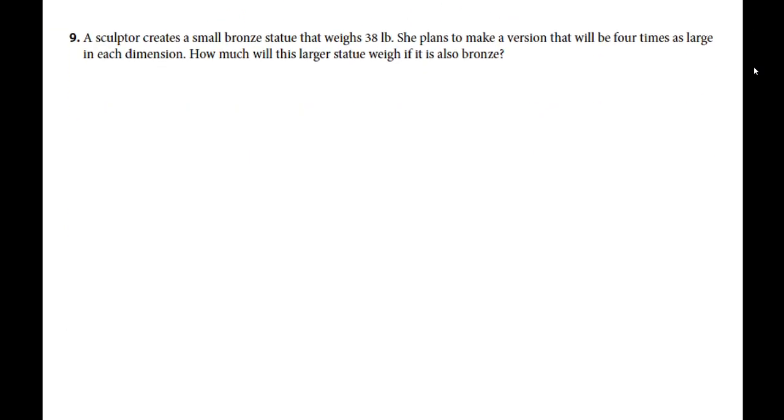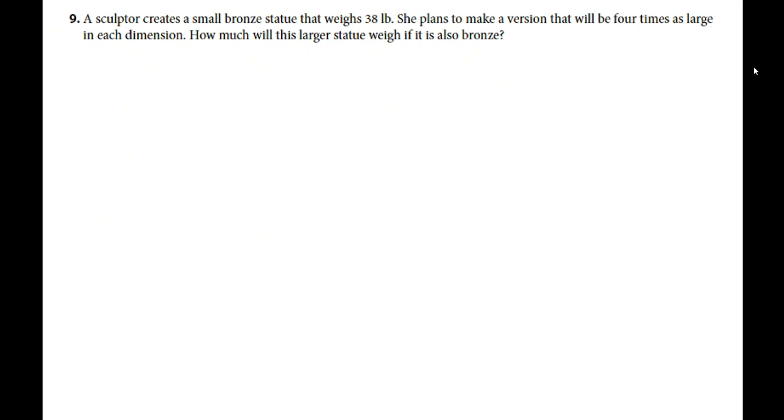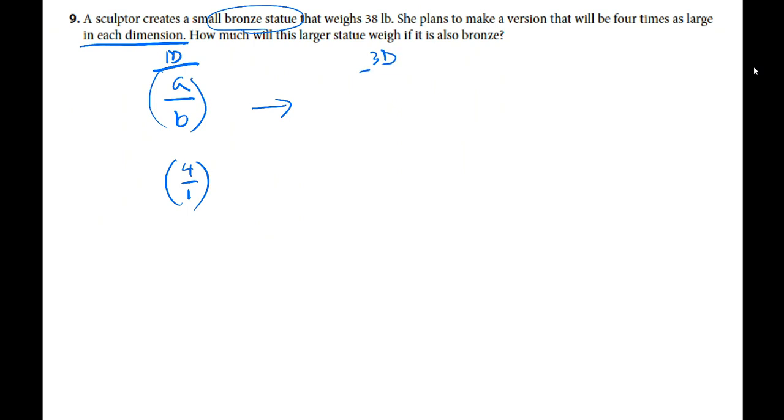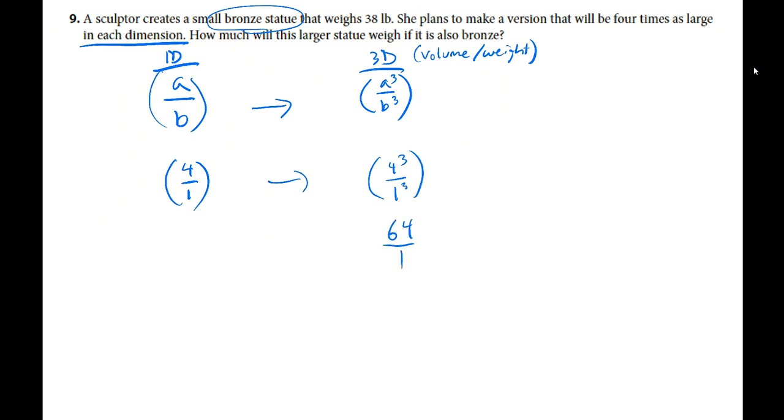A sculptor creates a bronze statue that weighs 38 pounds. Again, this is a bronze statue, so it's all one material. That's all uniformly dense. She plans to use a version that will be 4 times as large in each dimension. So in other words, the A to B, the one-dimensional ratio, is 4 to 1. Okay, so then that means the 3D ratio, and again, this is either volume or weight if it's a uniformly dense thing, this is all made of bronze, is A to the third, B to the third. So in other words, it's 4 to the third over 1 to the third, or 64 to 1.